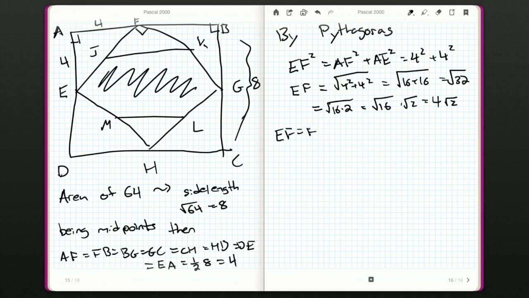EF is equal to FG equal to GH equal to EH, which is 4 root 2. Okay, so now we have the side length of this square, and so we know what the area of EFGH is going to be. It's going to be 32.